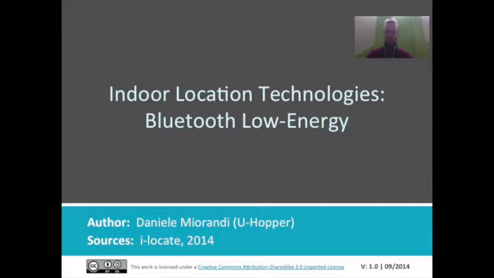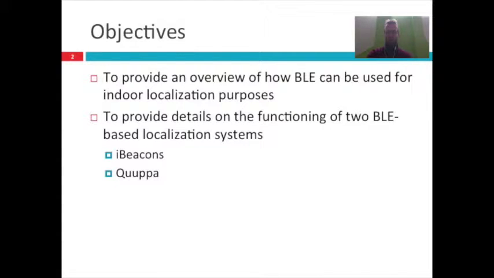And today I will be talking about the usage of Bluetooth Low Energy for indoor location. This is the third sub-module of the iLocate module on indoor localization technologies. This sub-module has two main objectives. The first one is to provide an overview of how Bluetooth Low Energy can be used for indoor localization purposes.